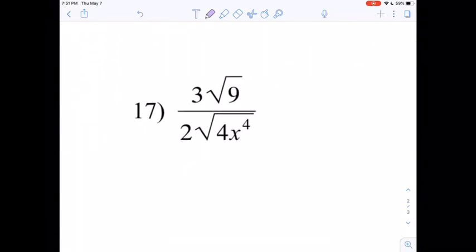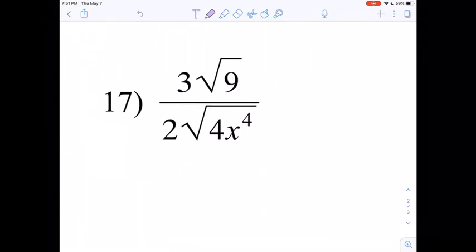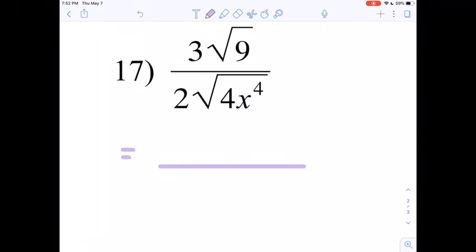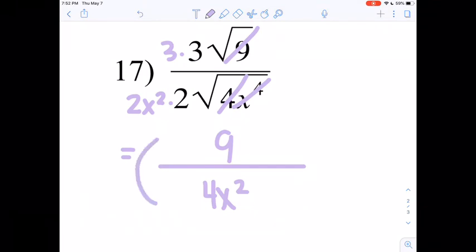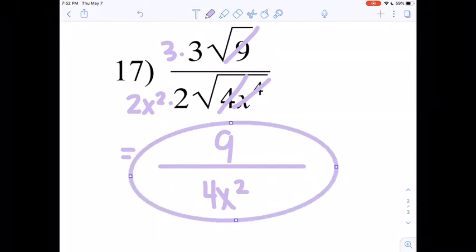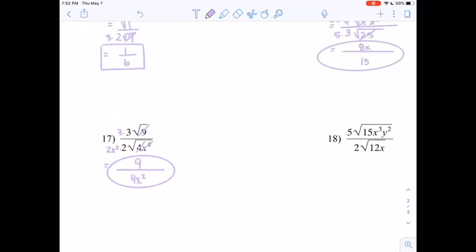Okay, number 17. I see in the denominator that I could simplify that radical. They're both perfect squares. So the square root of 4 is 2, the square root of x to the fourth, that's x squared. So multiply those two together, that's 4x squared. And then in the numerator, the square root of 9 is 3, so I have 9 left in the numerator. Ask yourself, can I simplify those? No. So then that's your final answer for that one.